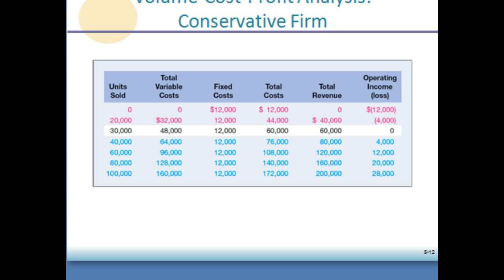Here we see a volume cost profit analysis for a conservative firm, and the risk factor in using financial leverage depends on the firm's operations relative to its break-even point and its operating leverage. How close to break-even volume is the firm's actual operating volume? Management's willingness to take risk is also a function of its view of future economic conditions.